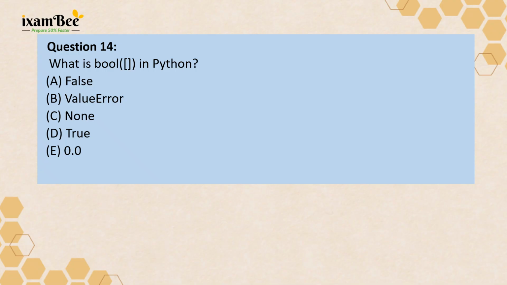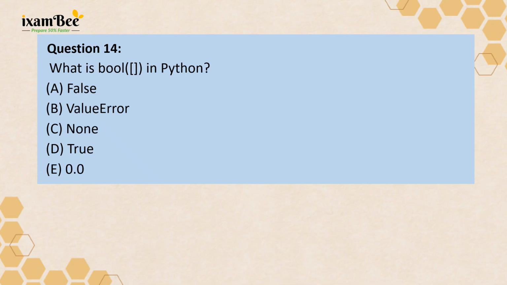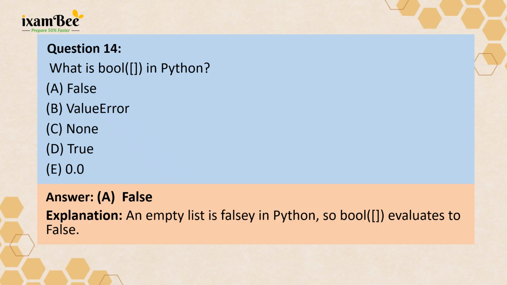In this question, it is asking what is bool of an empty list in Python. The answer here is option A, which is false. This tests Python's truthiness rules for built-in containers. An empty list carries no element, and Python treats all empty containers, whether empty lists, empty strings, empty dictionaries, or empty tuples, as falsy values.